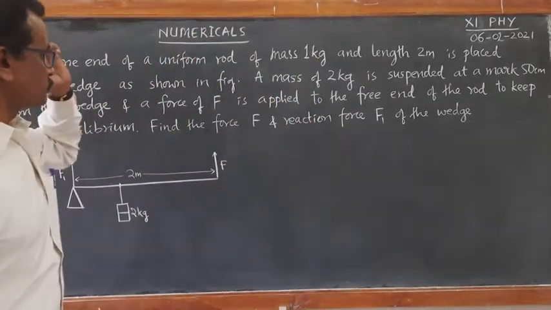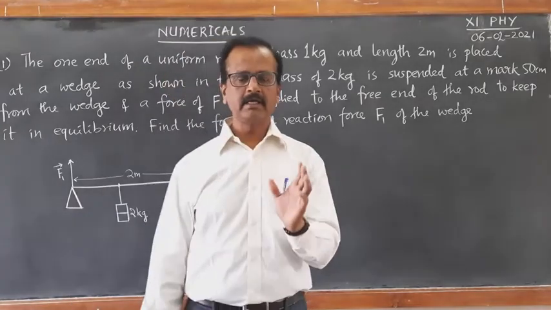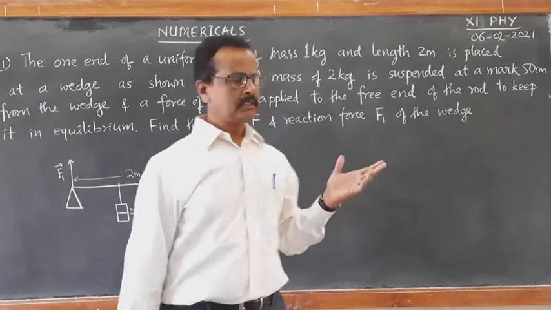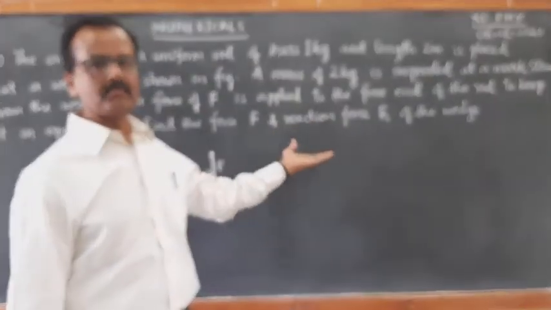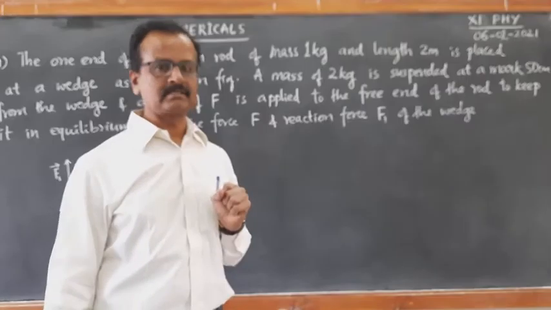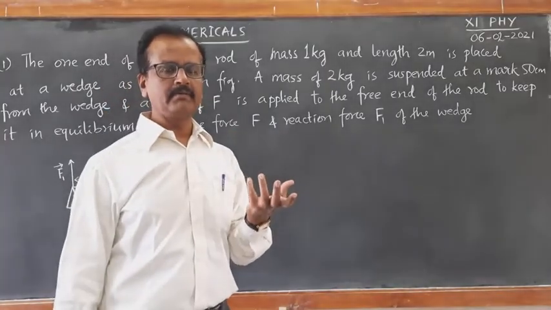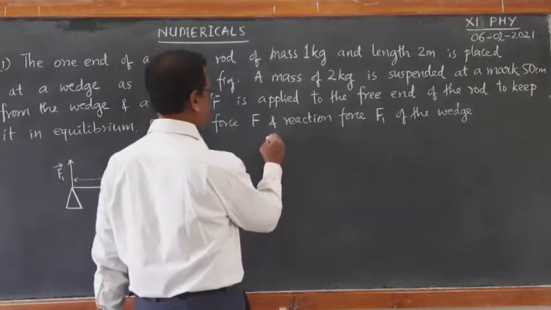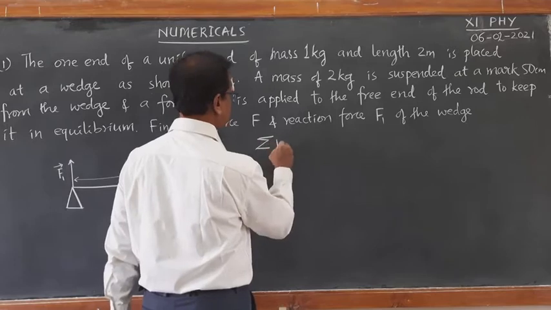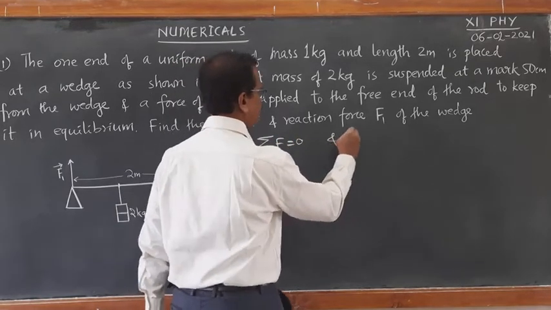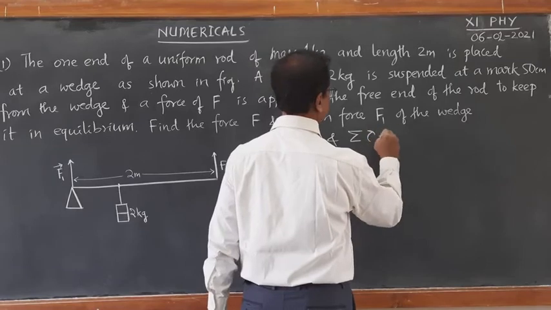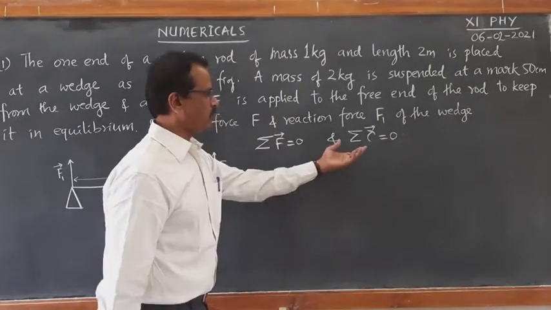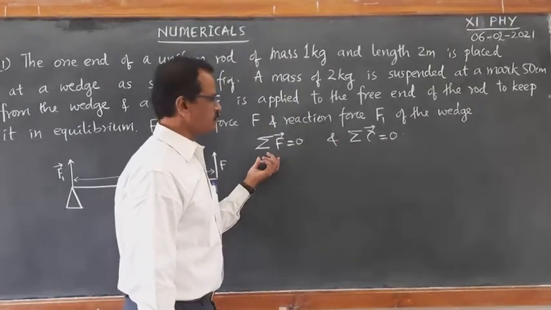So, the first part of this question is what is mechanical equilibrium and what are the conditions for mechanical equilibrium. And the next part is this numerical problem. Both together are 5 marks. Conditions of mechanical equilibrium are that net force must be equal to 0 and net torque must be equal to 0. Summation of all the torques must be equal to 0, summation of all the forces must be equal to 0.